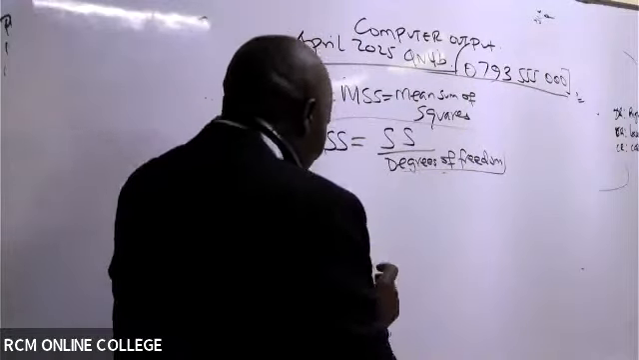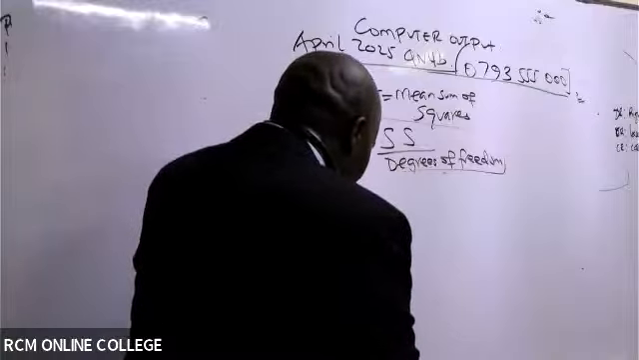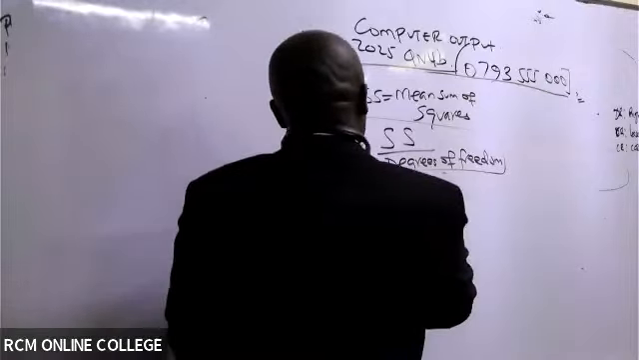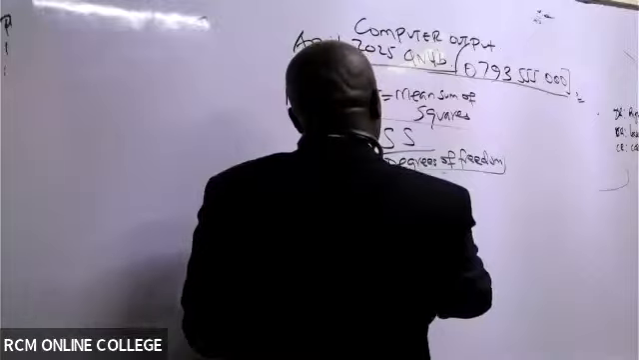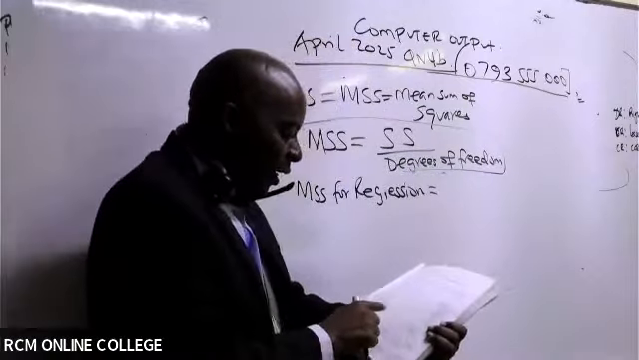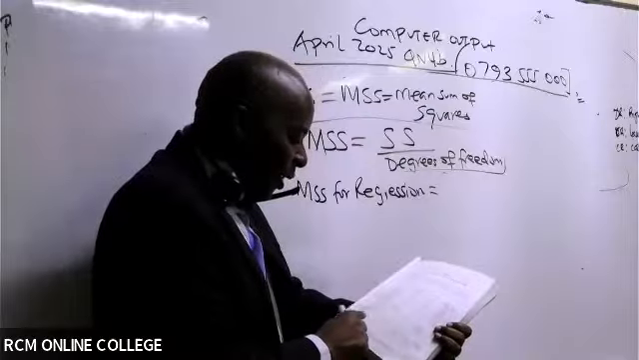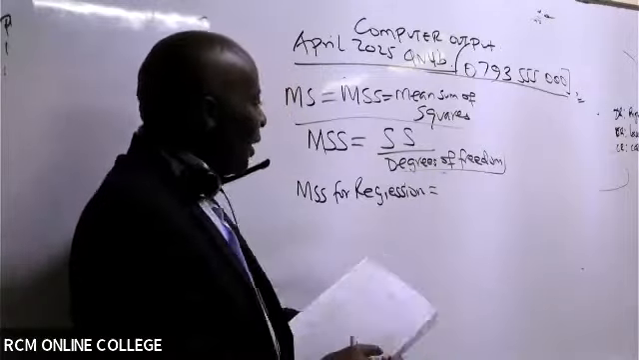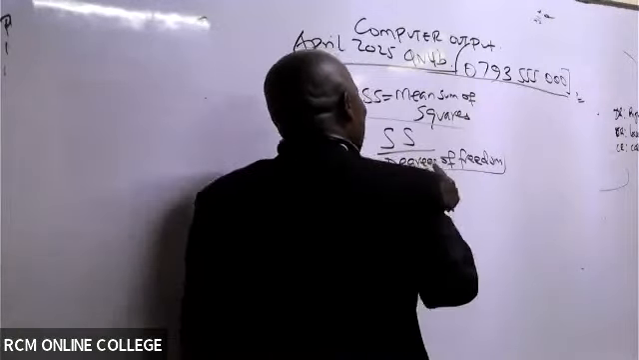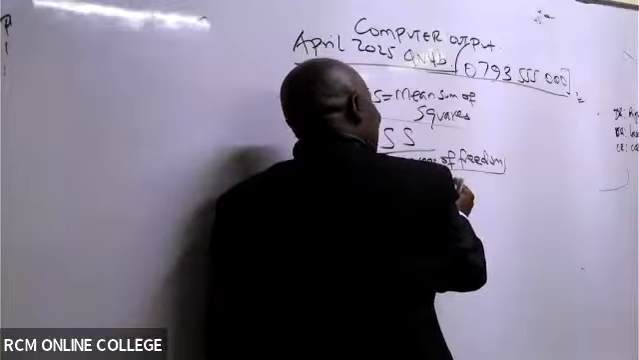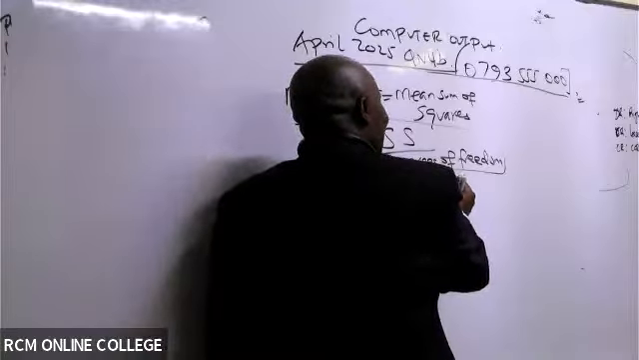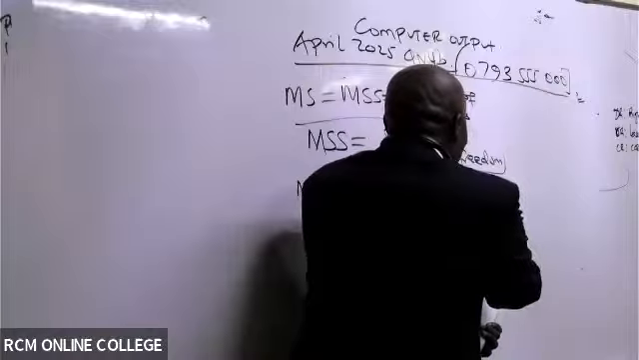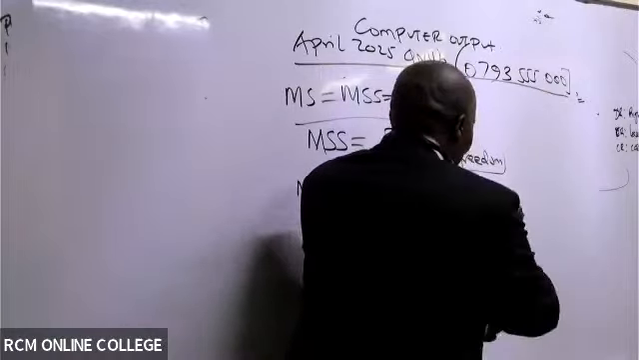Now, ladies and gentlemen, I want us to try something. I want us to calculate MSS for regression. You see, we have MSS for regression and MSS for residual. So MSS for regression, can somebody give me what to substitute here? Is there somebody who is able to see the SS for regression? SS is sum of squares. SS for regression is how much? Oh, I'm alone. 34, 61, 30, 20, isn't it?